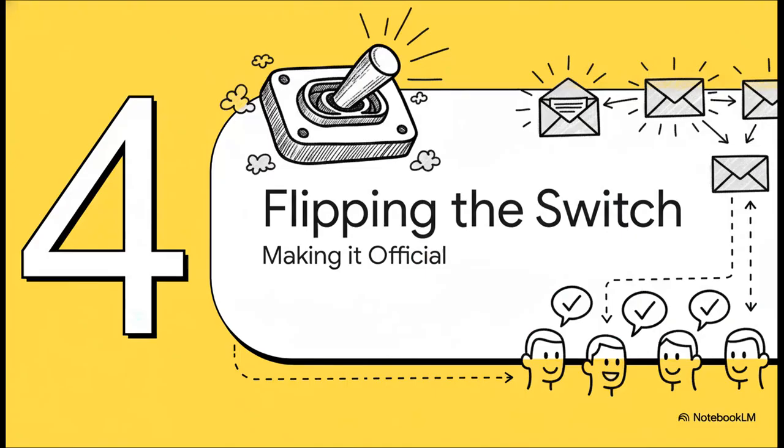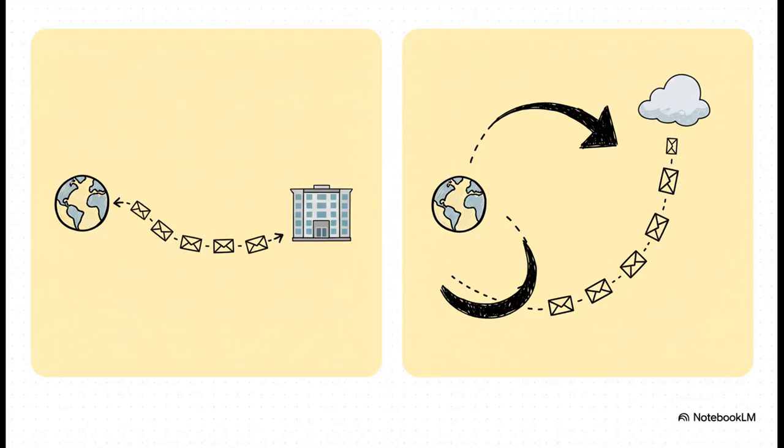Okay, so the copy is done, the data's in the cloud, the users are ready, but new email is still being delivered to the old address. This brings us to the most critical, final moment of the whole process, flipping the switch. It's exactly like putting in a change of address form with the post office.